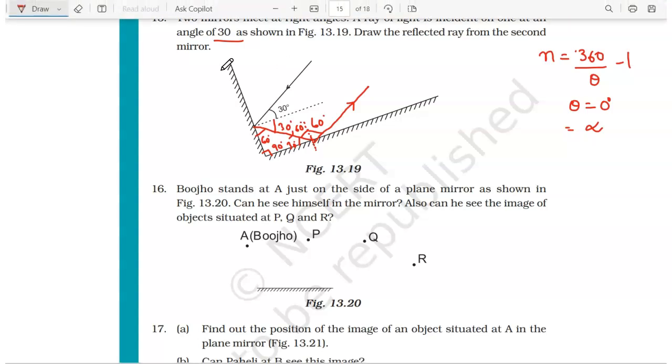So number 15 is also done. Let us come to question number 60.